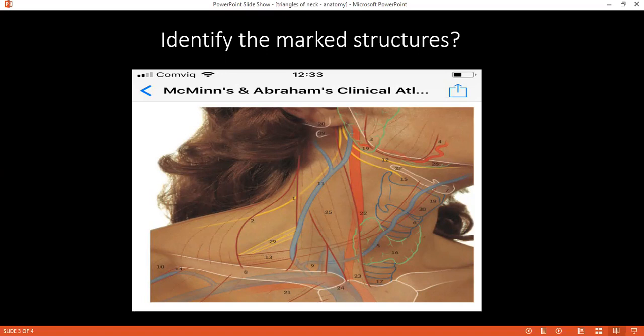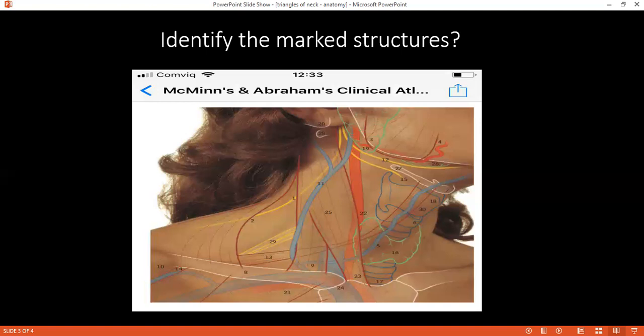And the venous drainage is superior, middle, and inferior thyroid veins. Superior and middle will drain into the internal jugular vein, and inferior drains into the brachiocephalic trunk or subclavian vein.